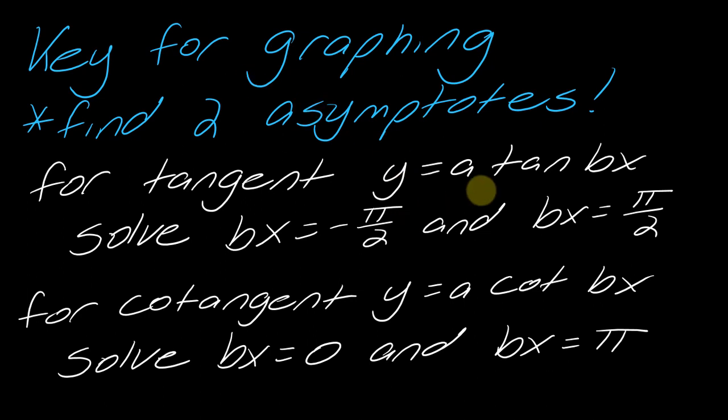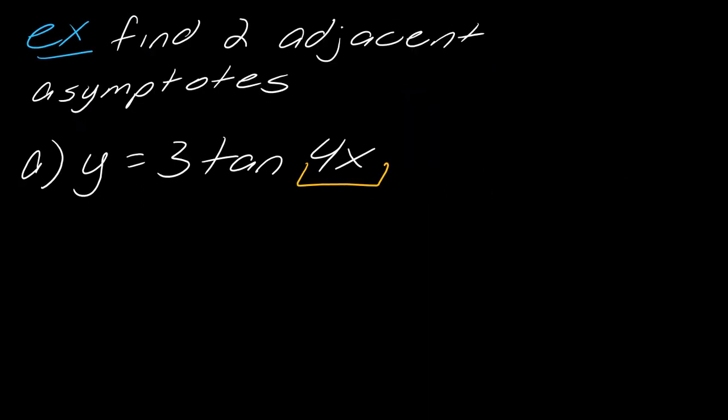So if you have tangent, you have a function y equals tangent of bx. You solve whatever's in the bx place. You solve this two-part equation: bx equals negative pi over 2 and bx equals pi over 2. And then if you have cotangent, you set that up as bx equals 0 and bx equals pi. So this is kind of like your little guideline, Bible, whatever you want to call it, for how to find your asymptotes.